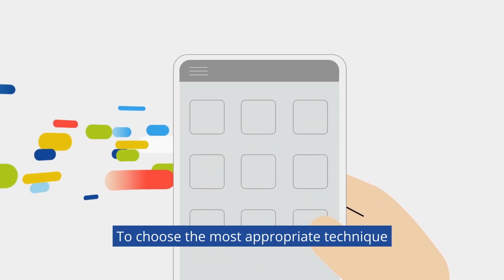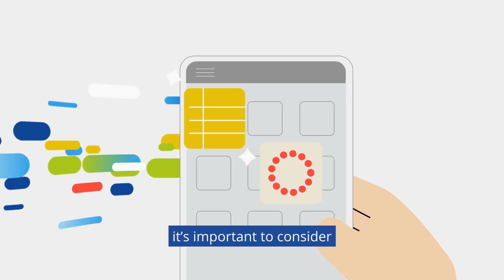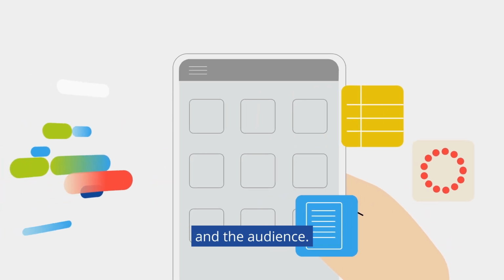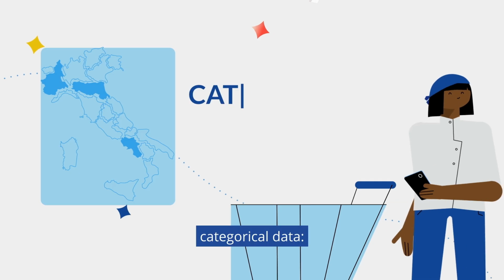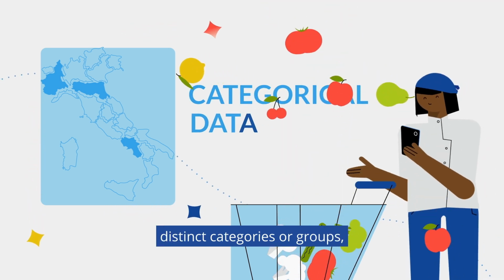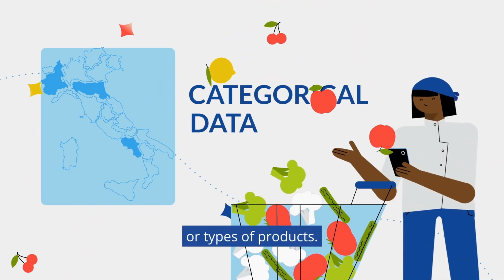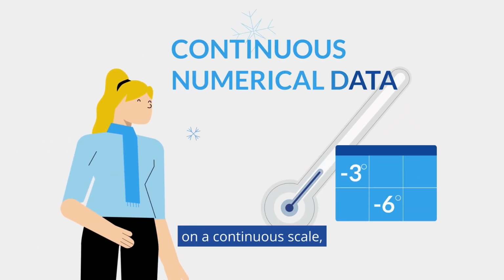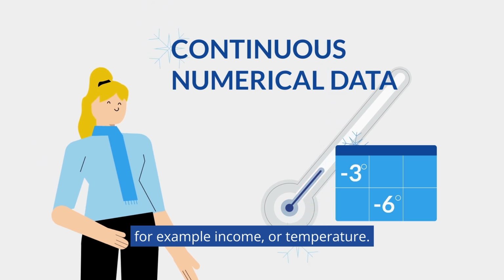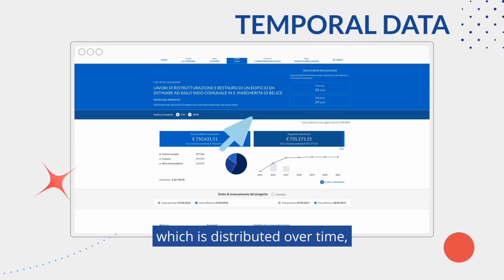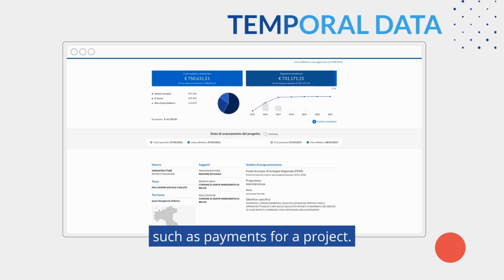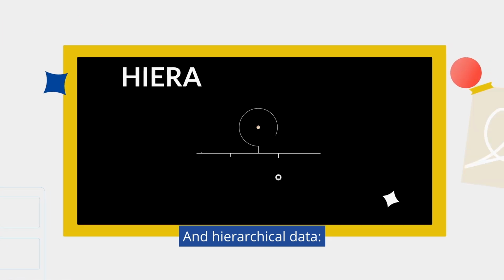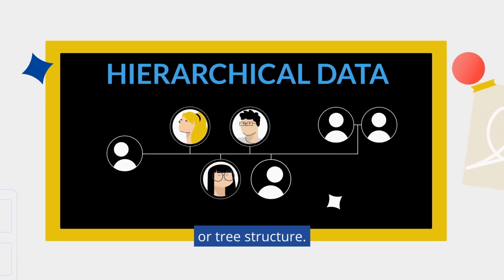To choose the most appropriate technique to visualize the data, it's important to consider a few factors: the type of data, the purpose of the visualization, and the audience. Data can be of various types. Categorical data, which represents distinct categories or groups, such as regions or types of products. Continuous numerical data, which has numerical values on a continuous scale, for example, income or temperature. Temporal data, which is distributed over time, such as payments for a project. Geographical data, which is linked to a geographical location. And hierarchical data, which follows a level or tree structure.